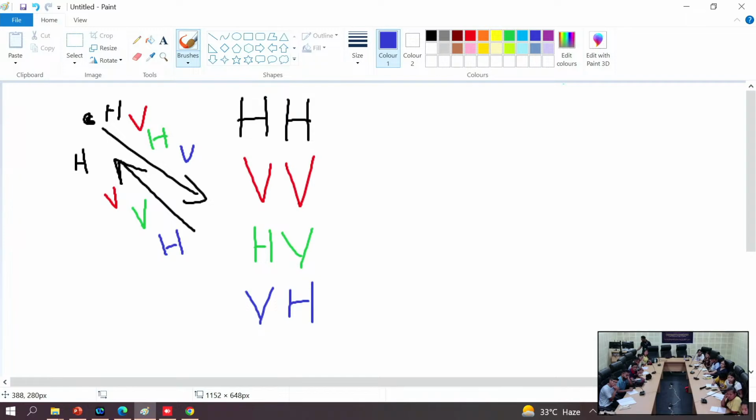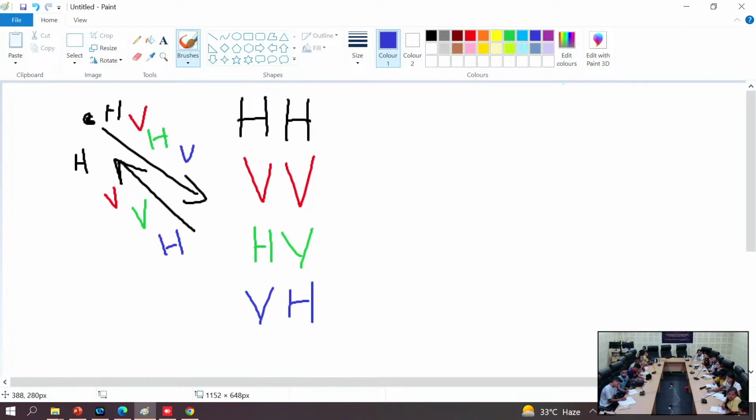Okay. So suppose we are sending horizontal and receiving horizontal, it's called HH. If you are sending vertical, receiving vertical, VV. H for horizontal, V for vertical. So the first one is what we are sending, the second one is what we are receiving. So what's happening over here? Horizontal is sent, vertical is received. Okay. Now finally what's happening here? Vertical is sent, horizontal is received.